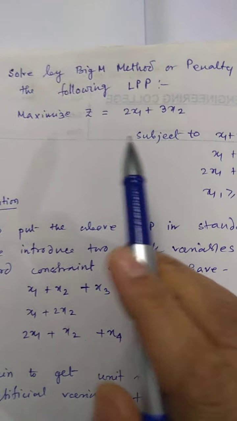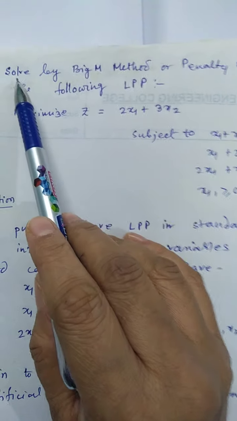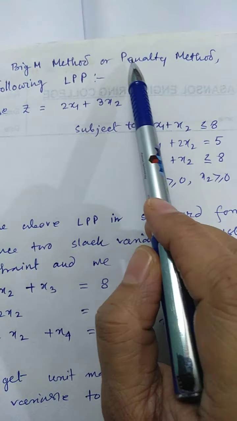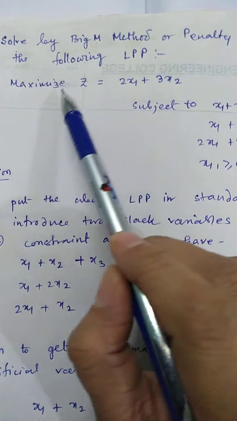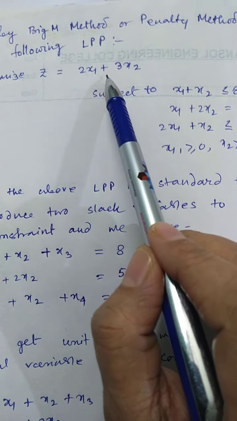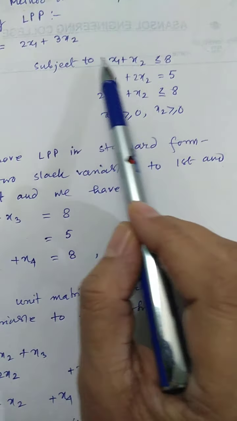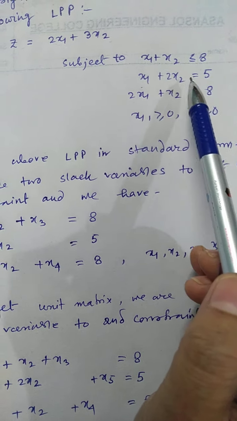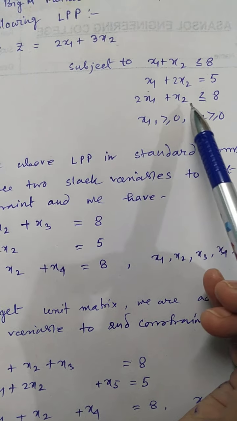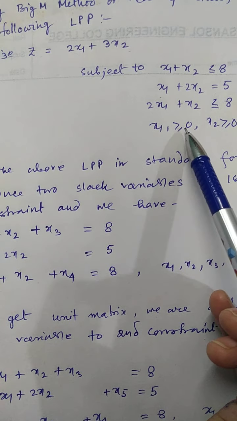Good morning, everyone. Here we are going to solve a big-M method, or penalty method, problem by using the following LPP. Maximize z equals 2x1 plus 3x2 subject to the constraints x1 plus x2 less than or equal to 8, x1 plus 2x2 equals 5, 2x1 plus x2 less than or equal to 8, provided x1 greater than or equal to 0 and x2 greater than or equal to 0.